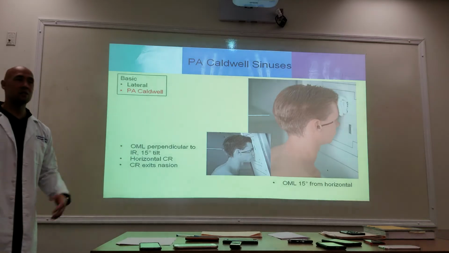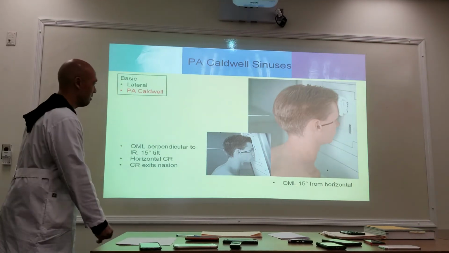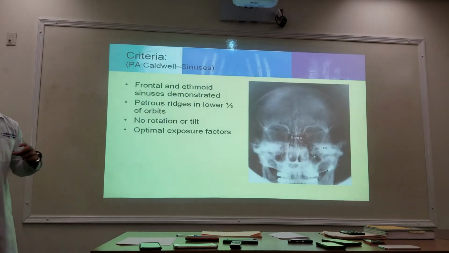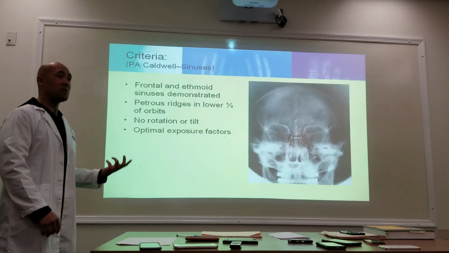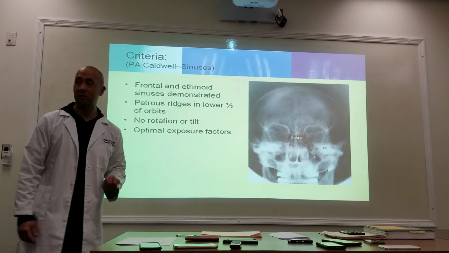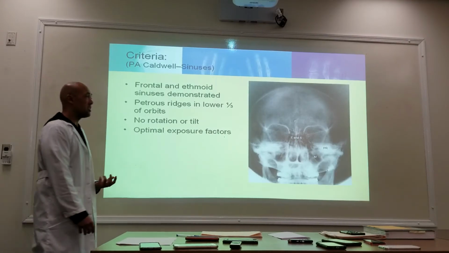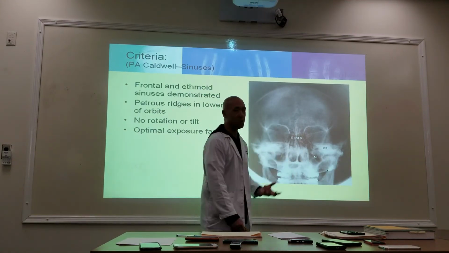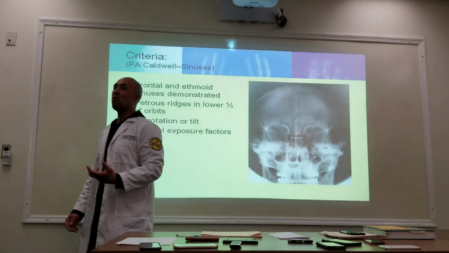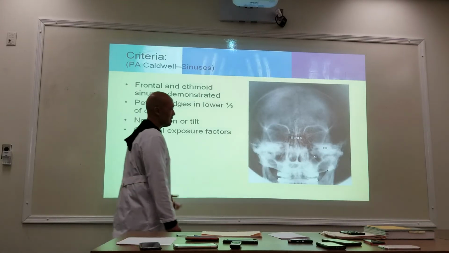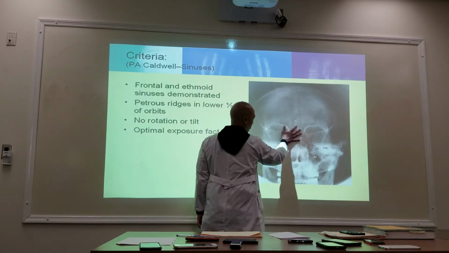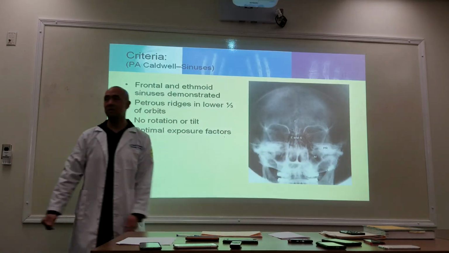Now here we have the PA Caldwell, so which sinus are we looking at here? Frontal. This is good for the frontal sinus. As it was good for evaluating the frontal bone, this is also good for the frontal sinuses. You will see the ethmoid and sphenoid sinuses, but they're superimposed. You won't see the maxillaries because look at where the petrous portion is.